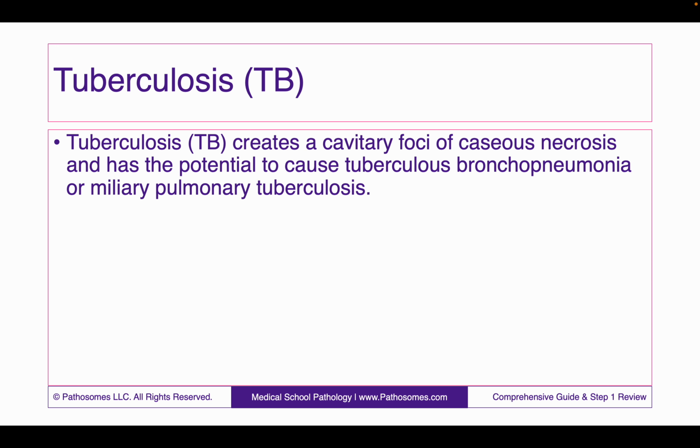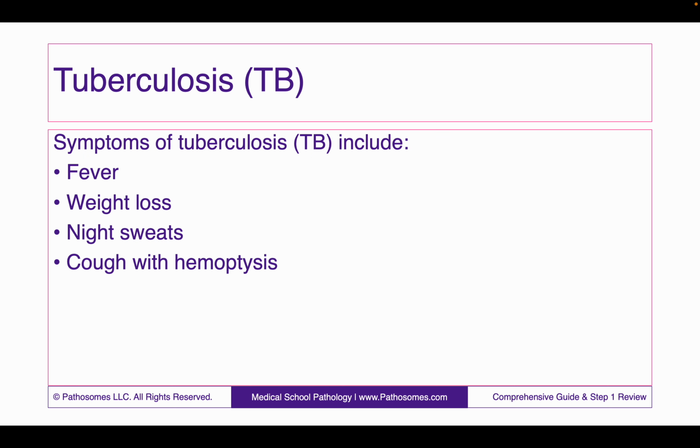Tuberculosis creates a cavitary foci of caseous necrosis and has the potential to cause tuberculosis affecting the bronchospaces, known as tuberculosis bronchopneumonia or miliary pulmonary tuberculosis. Symptoms of tuberculosis include fever, weight loss, night sweats, coughing, and hemoptysis.